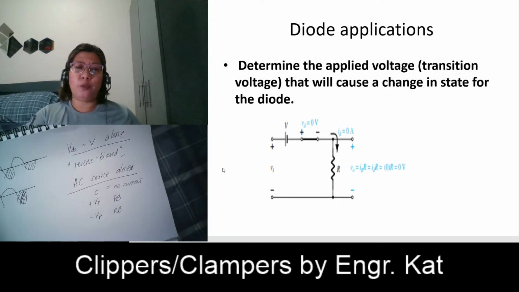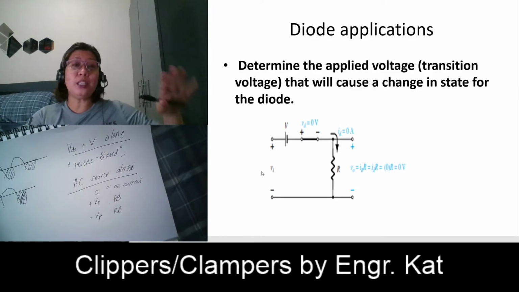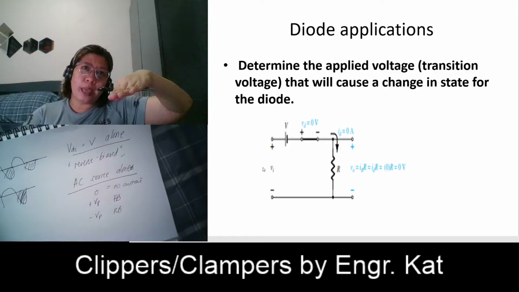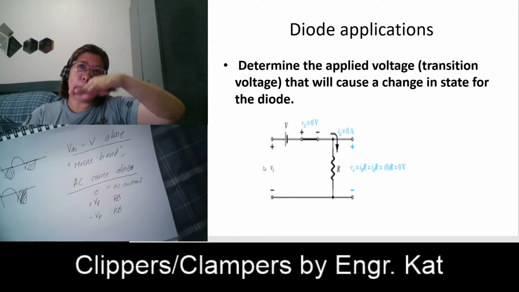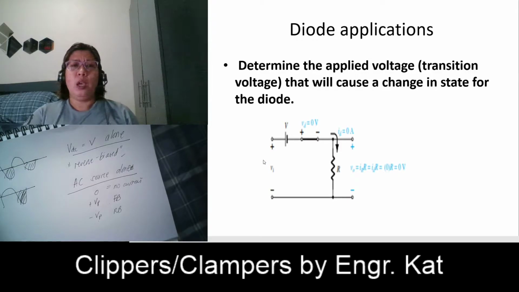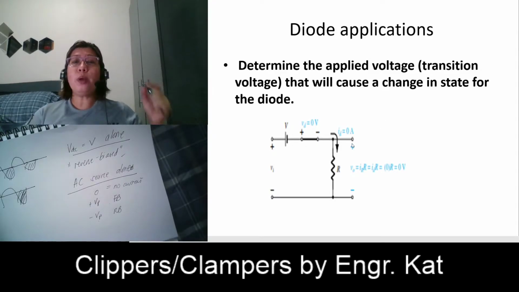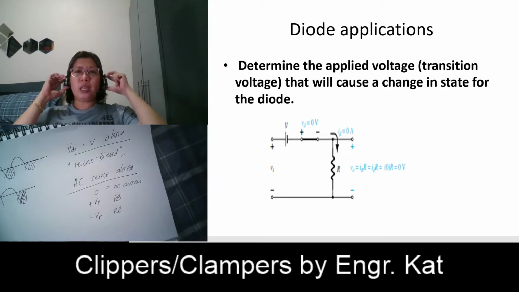So, we are going to determine the applied voltage. What is the applied voltage? The applied voltage is your AC source, because you're applying that to your circuit and it is changing, from zero up to the positive peak, then down to zero again, and then down to the negative peak, up to zero again, and so on. So what value of the applied voltage will we call the transition voltage? The transition voltage is the one that will cause a change in the state of the diode. So what do we mean by transition? A change in state of the diode.